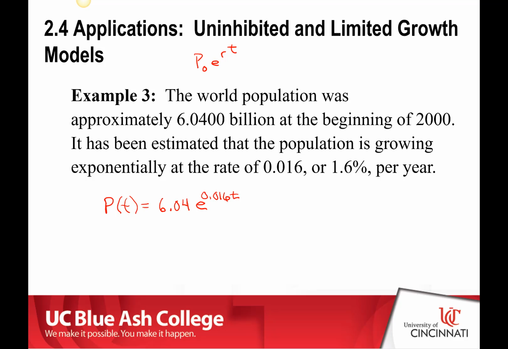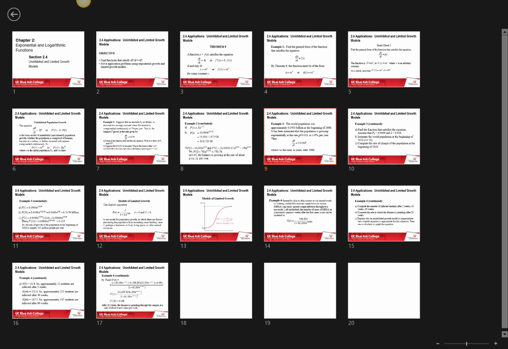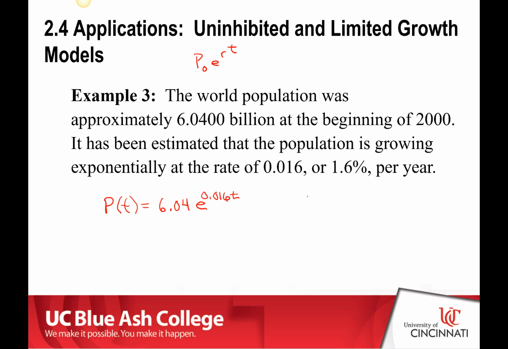Another way to write this very same thing is to say dP/dt, the change in population over time, is 0.016 times the population. And what this is telling you is the population is changing at a rate of 1.6% of the population. Do you see that in there? Either of these two is saying the same thing.